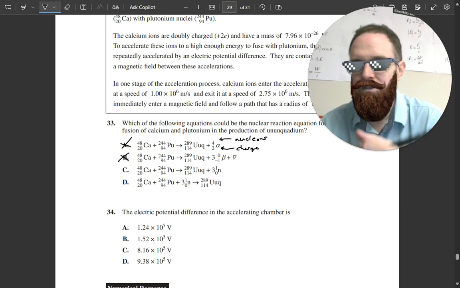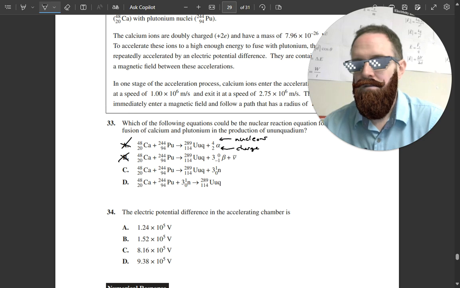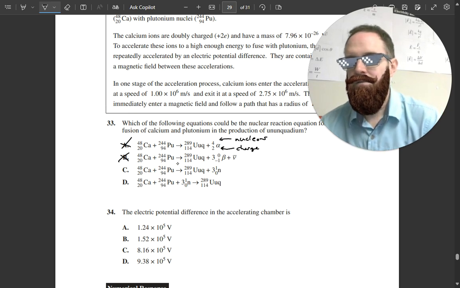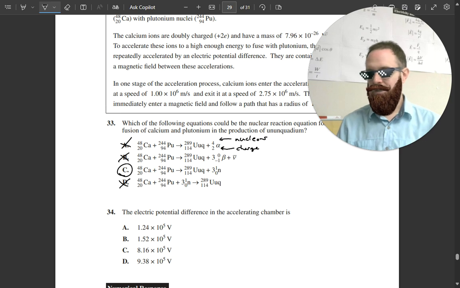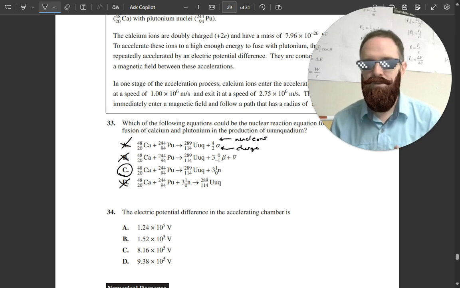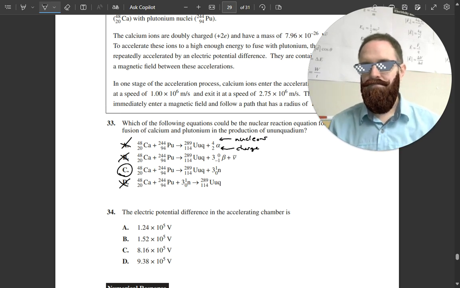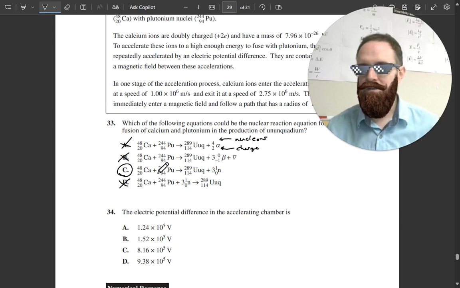Okay, the bottom one, the conservation of charge works, but now I have to look at the top. 248 plus 244. I get 192, and then this one here is just too much. So this is the only one that works because I need 292 on both sides. Sorry, not 192, 292 on both sides. So conservation of charge and nucleons, that one works.